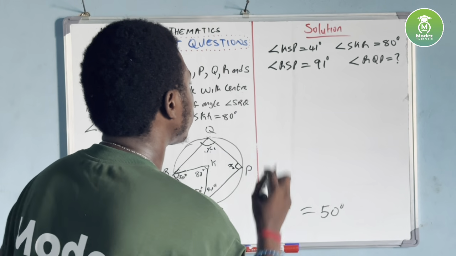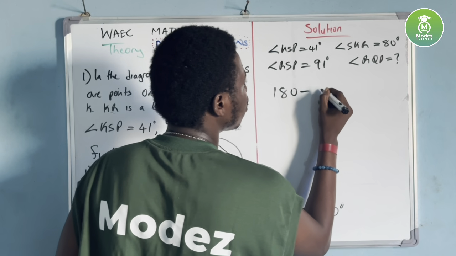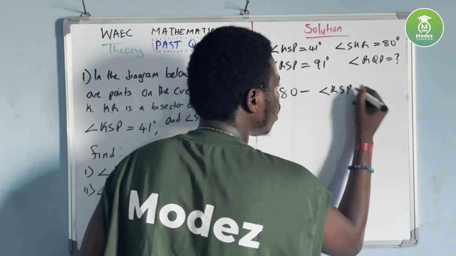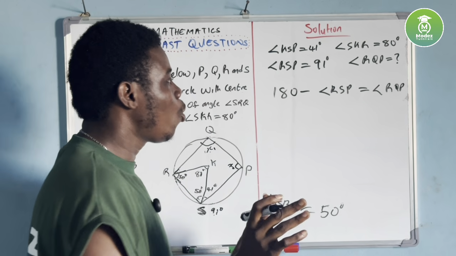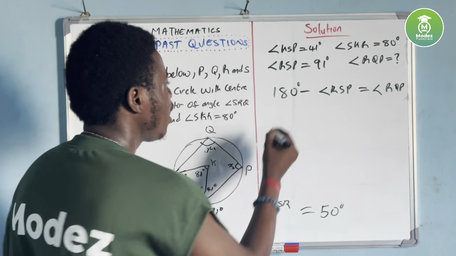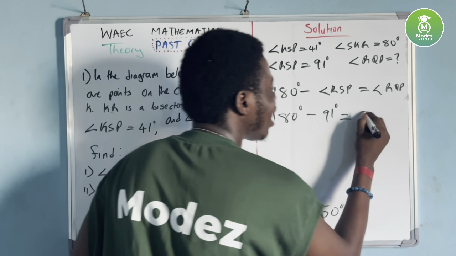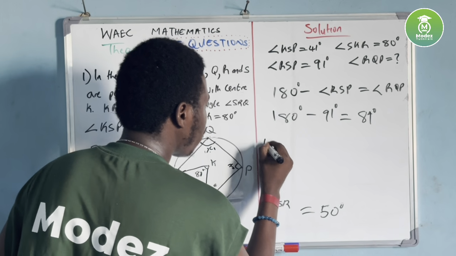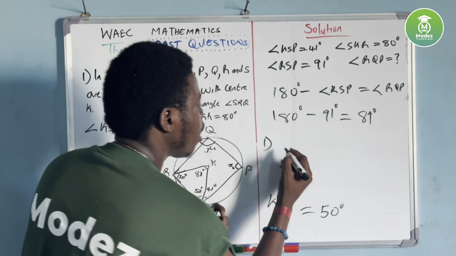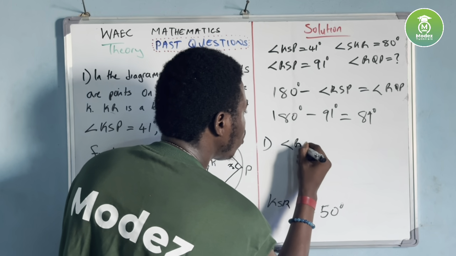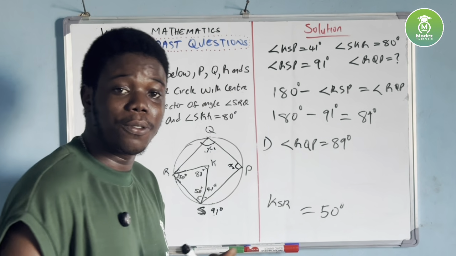So all you just need to do is what? Because of that rule, 180 minus angle RSP will give you what? Angle RQP. You know what at all? 180 degrees, right? Now, 180 degrees minus 91 degrees will give you what? 89 degrees. Very, very simple. So for the first question, you get what? RQP is equal to what? 89 degrees. This is the first one.